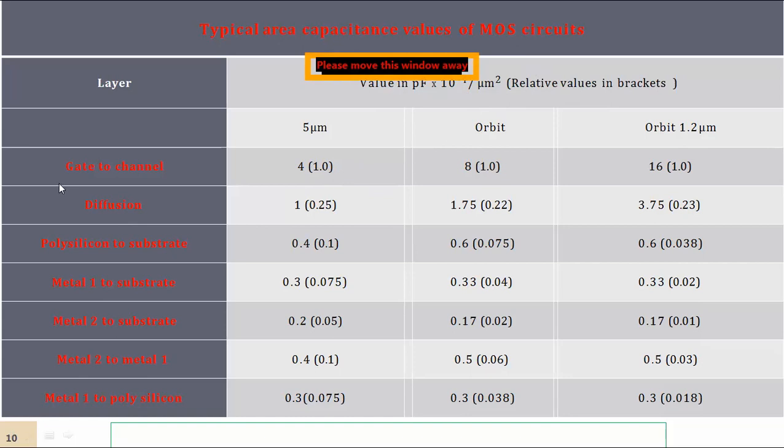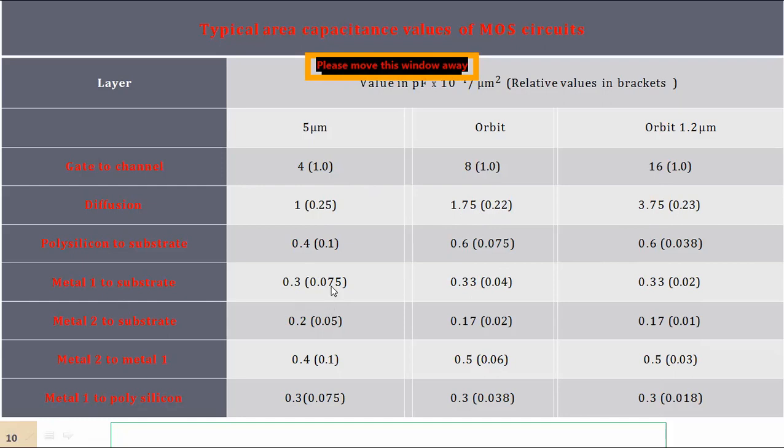For example, the gate to channel value, measured in picofarads into 10 to the power of minus 4 per micrometer square, is 4 for the 5 micrometer technology, and the relative value is 1. Similarly, it is 8 for 2 micrometer and 16 for 1.2 micrometer. Diffusion is 1, 1.75, 3.5. Polysilicon is 0.4, 0.6, 0.6. For metal to substrate it is 0.3, and the relative value is 0.075.